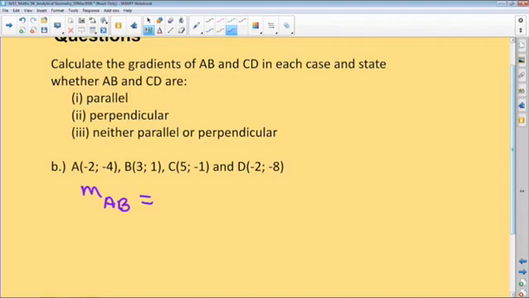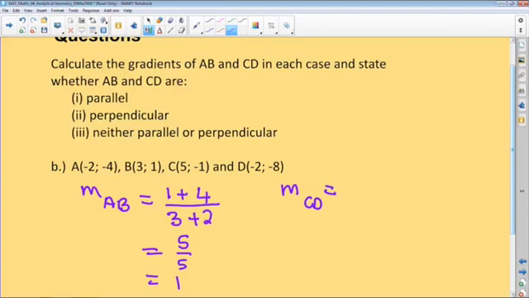is 1 minus 4 all over 3 minus 2, which is a plus 2. And that we get 5 divided by 5, and that's a 1. All right? Now we check with the gradient of CD. Your gradient of CD is minus 8 plus 1 divided by minus 2 minus 5. And that is minus 7 divided by minus 7. And that gives us a 1.